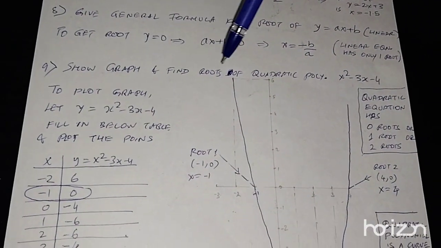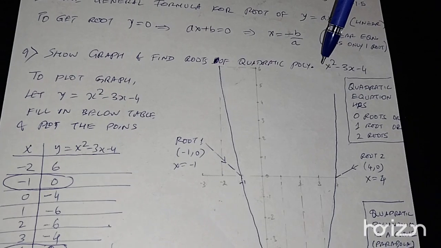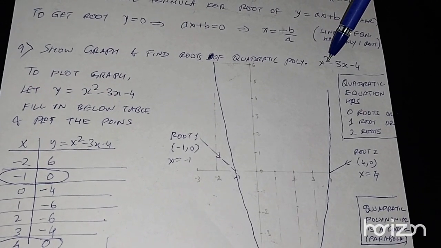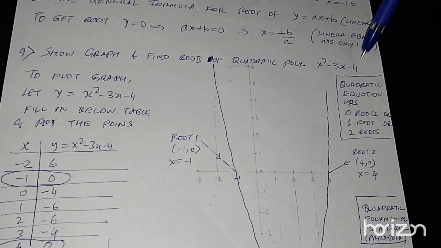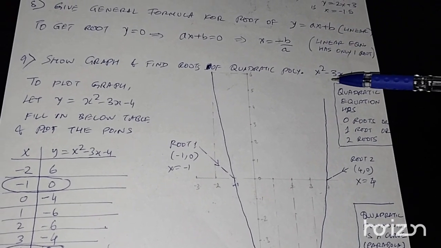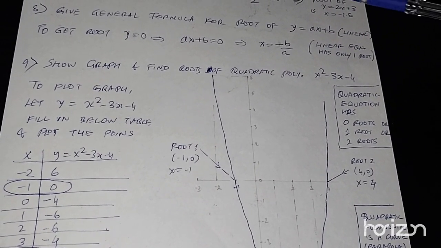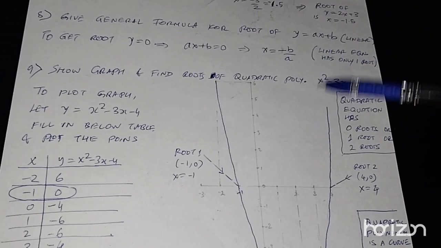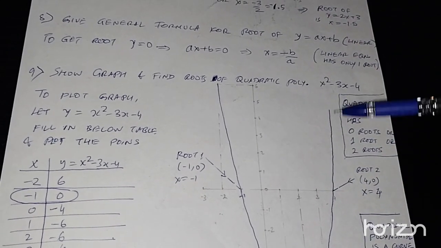Show the graph and find the root of the quadratic polynomial x squared minus 3x minus 4. Okay friends, when you upgrade to a quadratic polynomial, the curve no longer remains a straight line, it becomes a parabola.